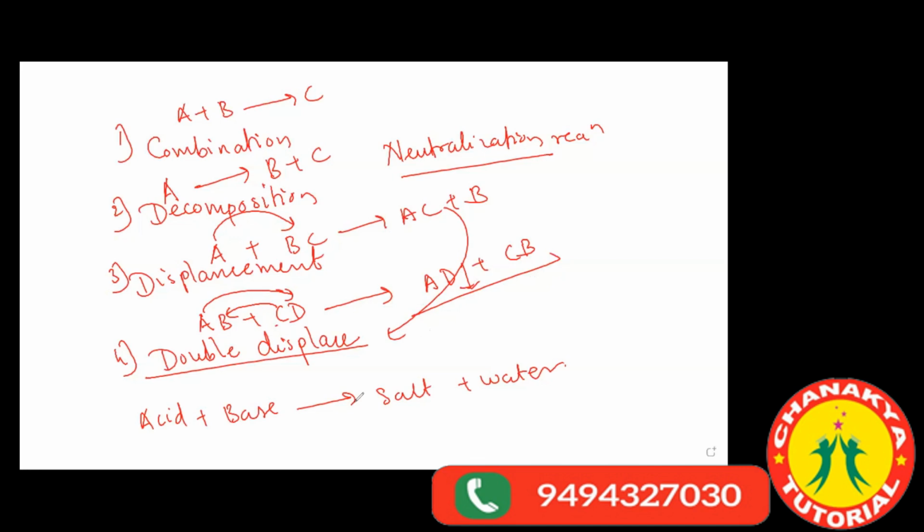Now see, in acid and base, for the example acid, I have taken HCl. For the base, I have taken NaOH, right? So in this, what happened? Na will go with Cl and H will go with OH. So what will you get? Salt NaCl and water H2O. So what happened in this case? Mutual exchange of ions happens or not?